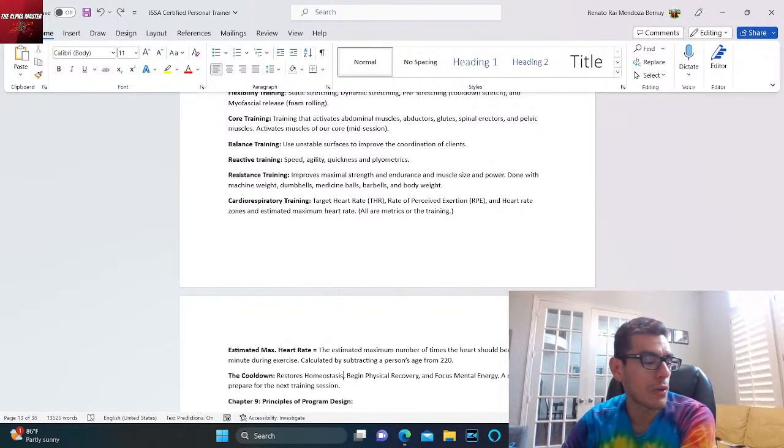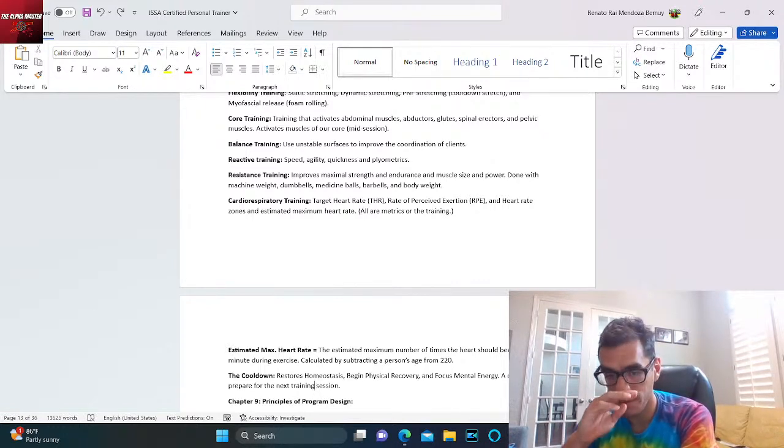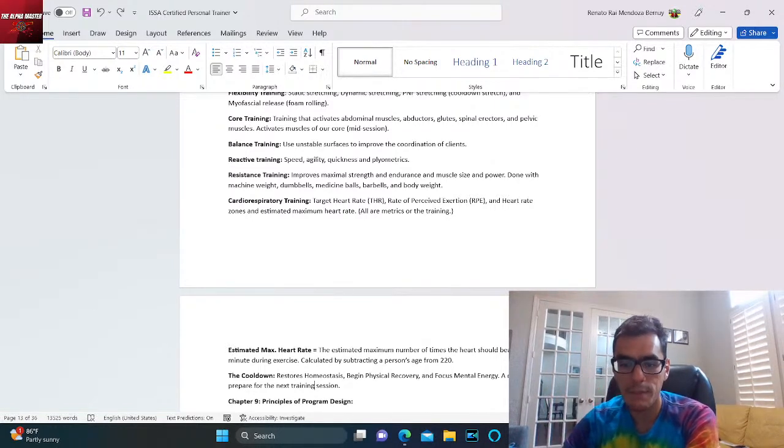Now, the cooldown restores homeostasis, begins physical recovery, and focuses mental energy. It's a cycle to prepare for the next training session. So the cooldown restores homeostasis, begins physical recovery, and focuses mental energy, preparing for the next training session.